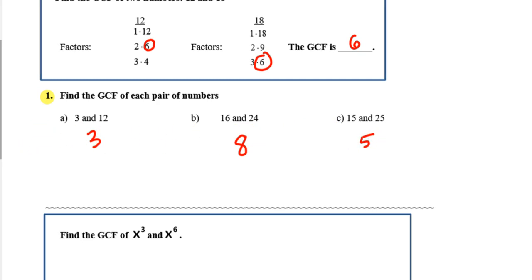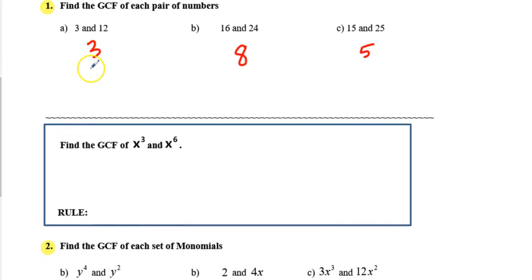Now let's talk about what to do with variables, because if you can combine your knowledge of numbers, greatest common factor, and variables, greatest common factor, you can put it all together and be a greatest common factor machine. All right, so x to the third and x to the sixth. Got to concentrate here. Let's represent x to the third in expanded form. Same with x to the sixth.